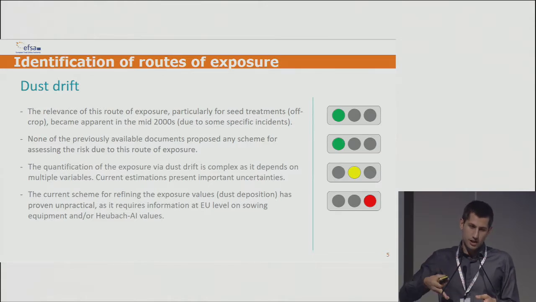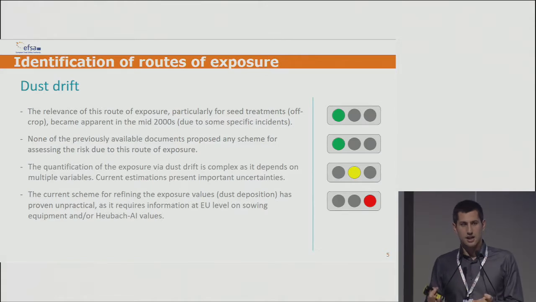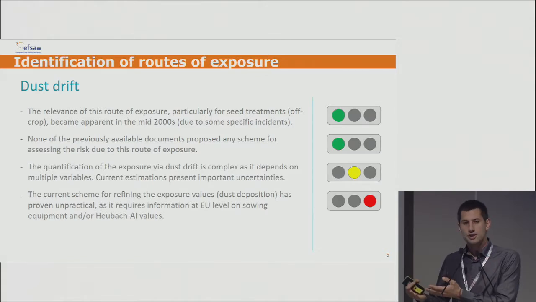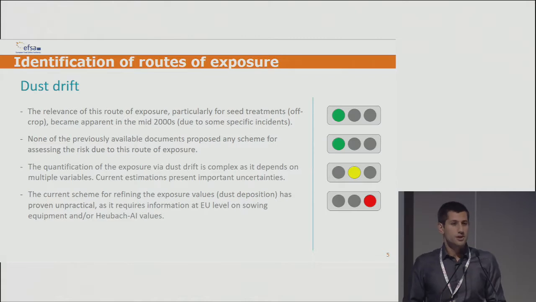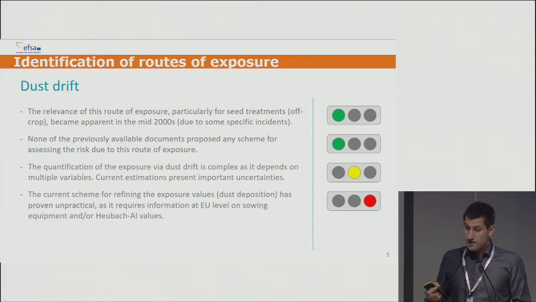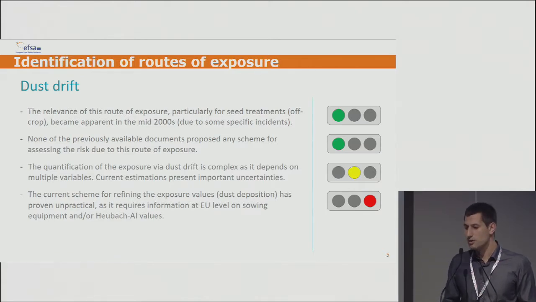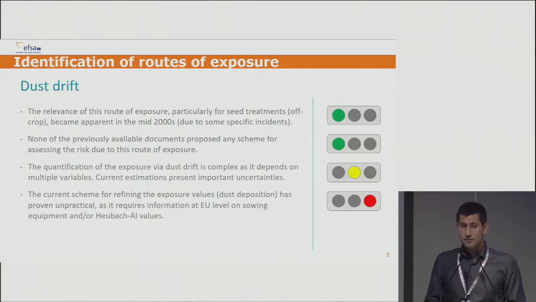Basically what happens is that when you drill the seed or broadcast the granules, they produce dust that is lifted up from the field and transported, drifting out onto the vegetation off crop, and there the bees can be exposed. The relevance of this route of exposure once again emerged in the mid-2000s, again with reference to those incidents I was talking about before. None of the previously available schemes actually proposed a complete scheme for assessing the risk due to this route of exposure, while this guidance document does.